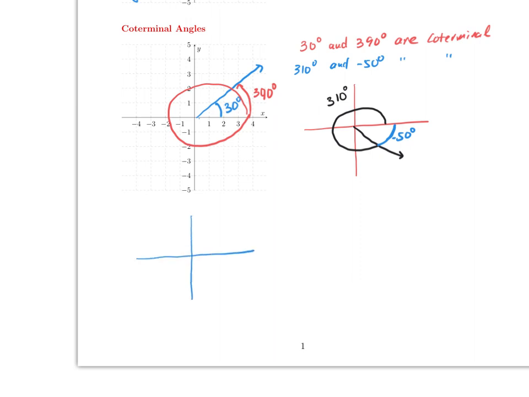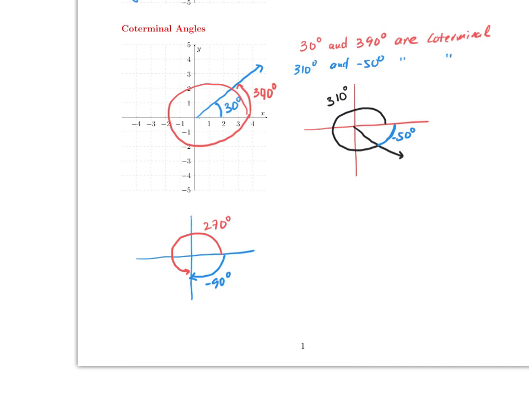Remember we talked about this earlier. From here to here is 270 degrees. But from here to here is minus 90 degrees. So therefore 270 and minus 90 is the exact same angle. That's what it means.